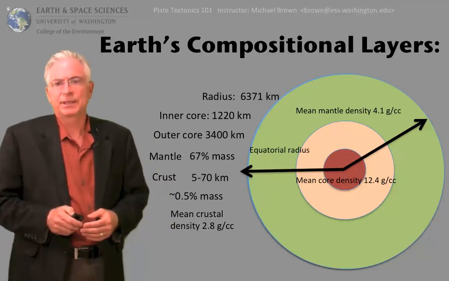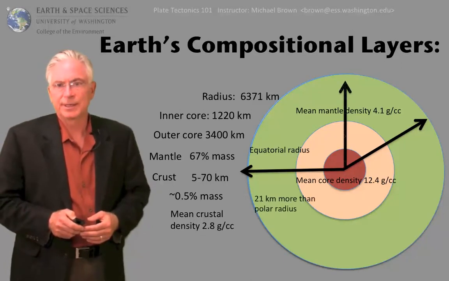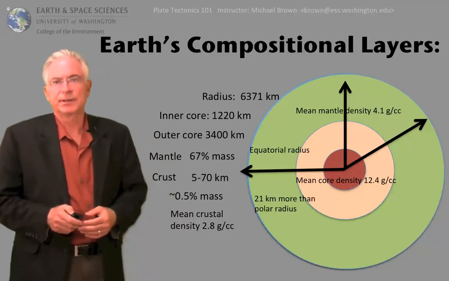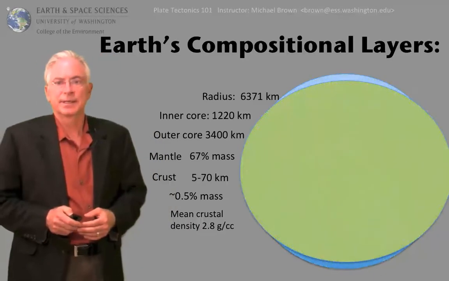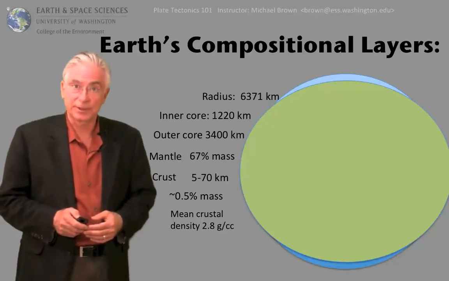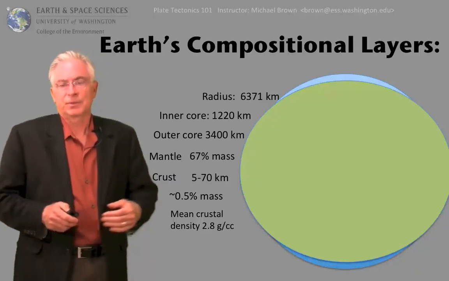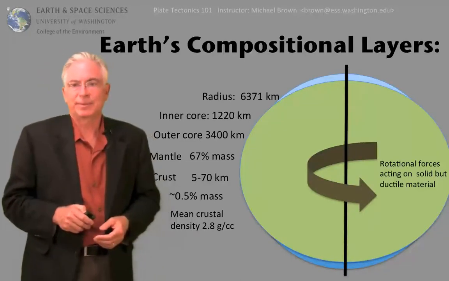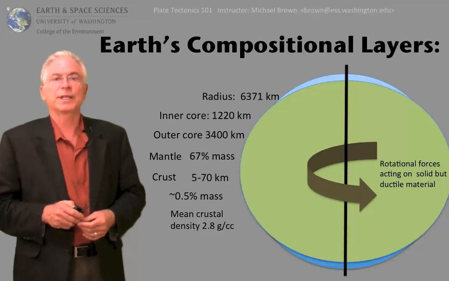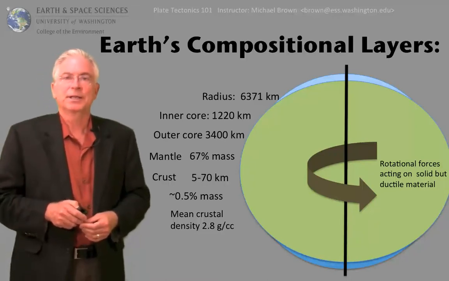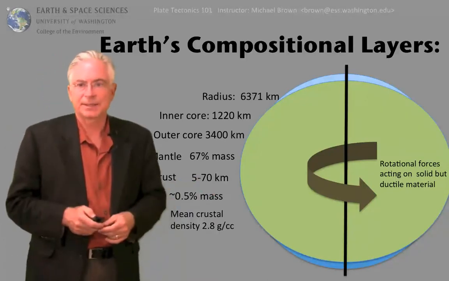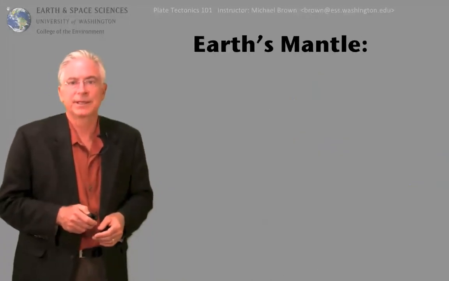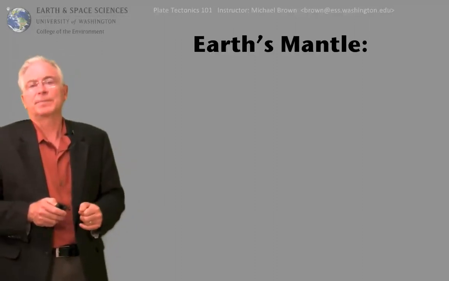Now, the radius of the Earth at the equator is about 21 kilometers greater than the radius of the Earth at the poles. Thus, the Earth has an ellipsoidal shape, stretched out at the equator and squashed at the pole. That stretched out shape is a result of rotational forces acting on ductile materials, the Earth's mantle. And we'll get to that in a moment to talk about ductility. Let's talk first, though, about the composition of the layers.